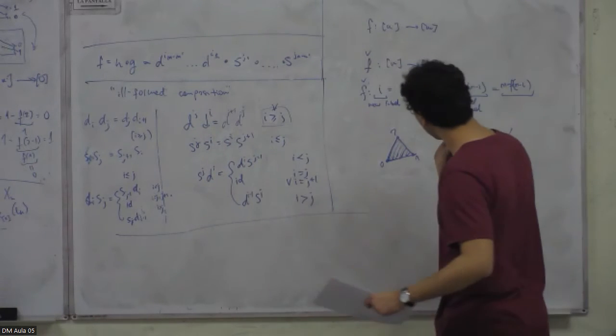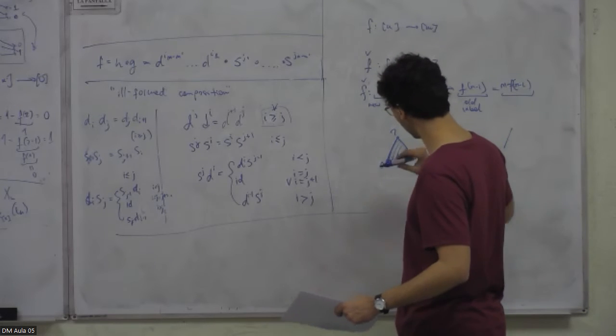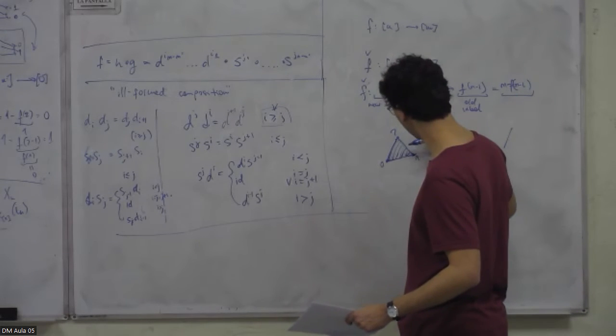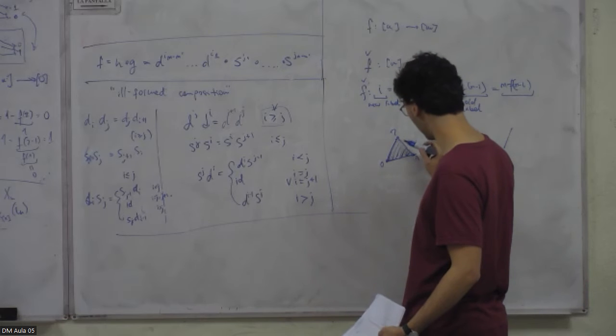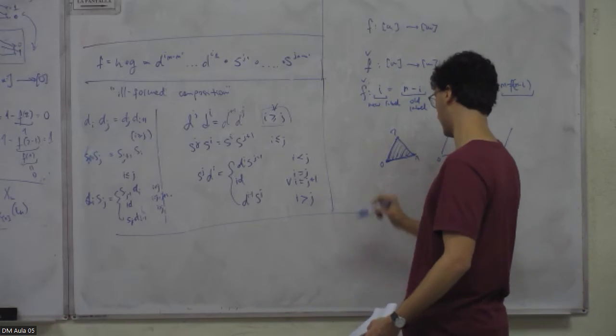Okay, I was describing what you have: the degenerate 1-simplices, and you also have the degenerate 2-simplices, for example, one which lives entirely here or one which lives entirely here, etc.